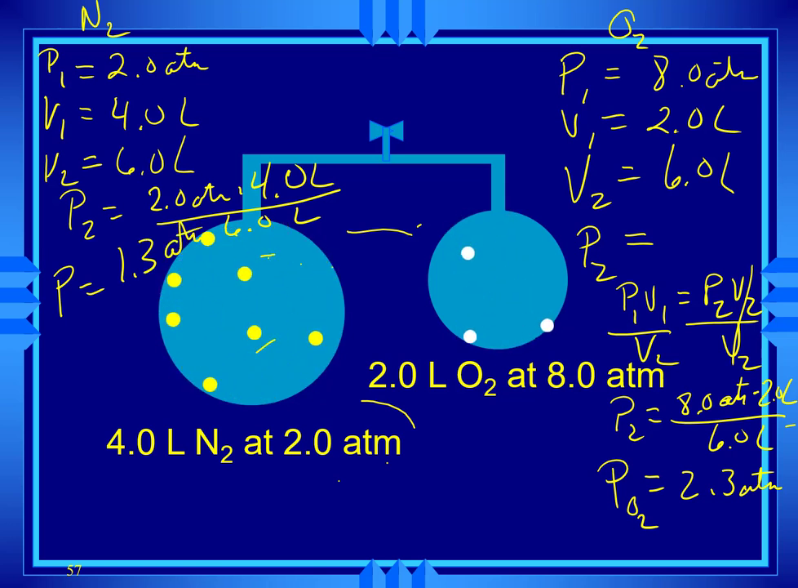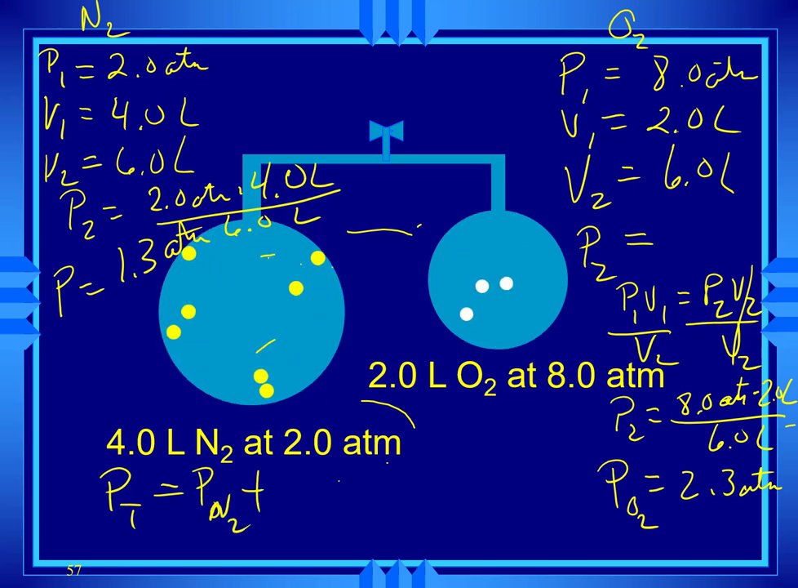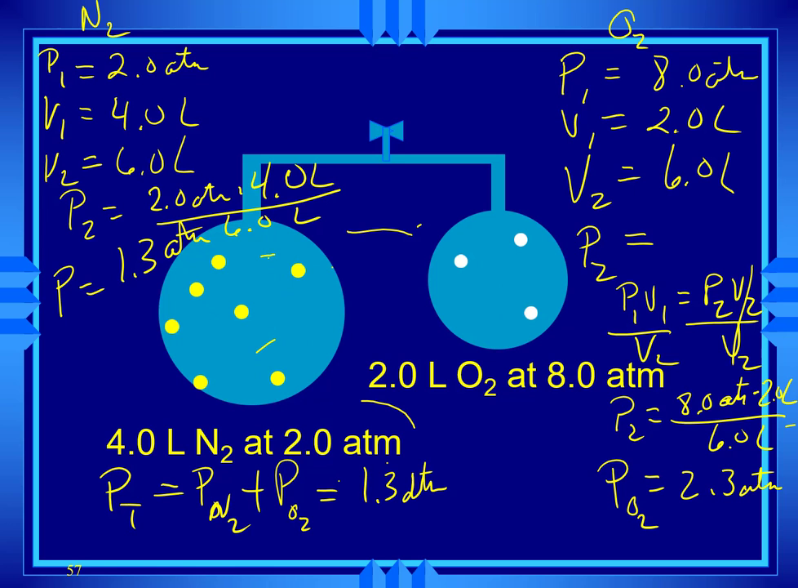So the oxygen pressure is going to drop to 2.3 atmospheres. The nitrogen is going to drop to 1.3 atmospheres. And what is the pressure total going to be after I open up that valve? Well, it's going to be the pressure of nitrogen plus the pressure of oxygen, which is 1.3 atmospheres plus 2.3 atmospheres, which is 3.6 atmospheres.